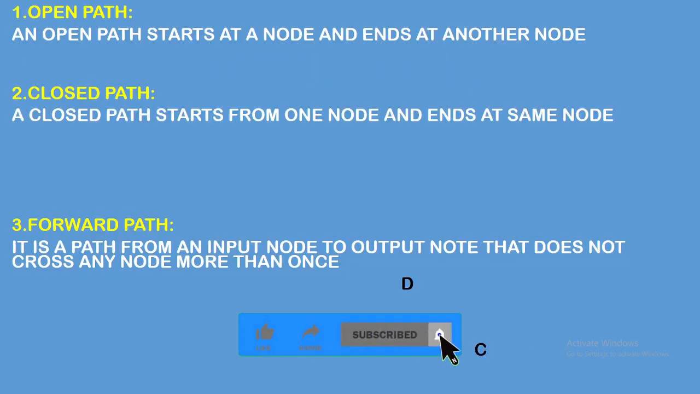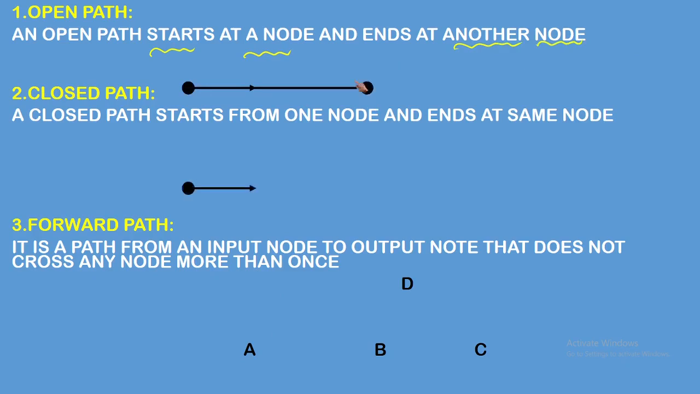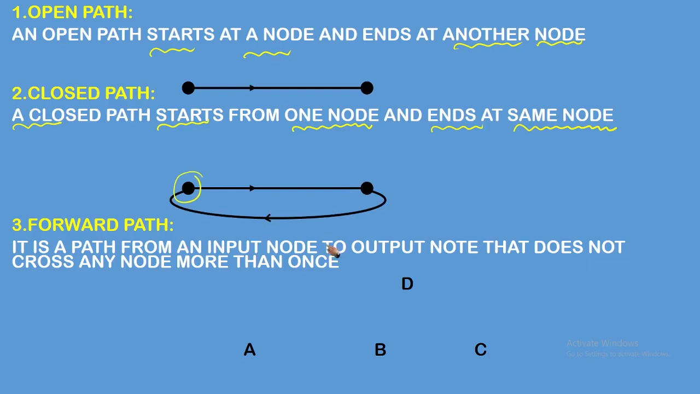Let us take the meaning of the open path. An open path starts at a node and ends at another node. Let us see the example here. So this is called the open path. And you see the closed path. A closed path is defined as one that starts from one node and ends at the same node. Let us see another example here. It starts from this node, ends up here, and comes back to here. So this is called the closed path.